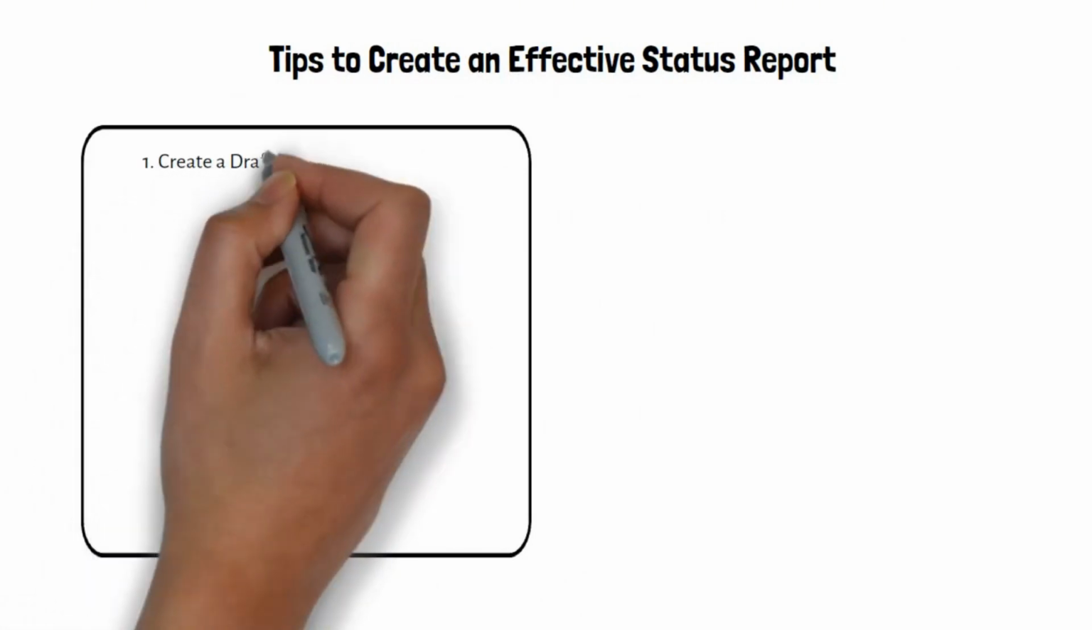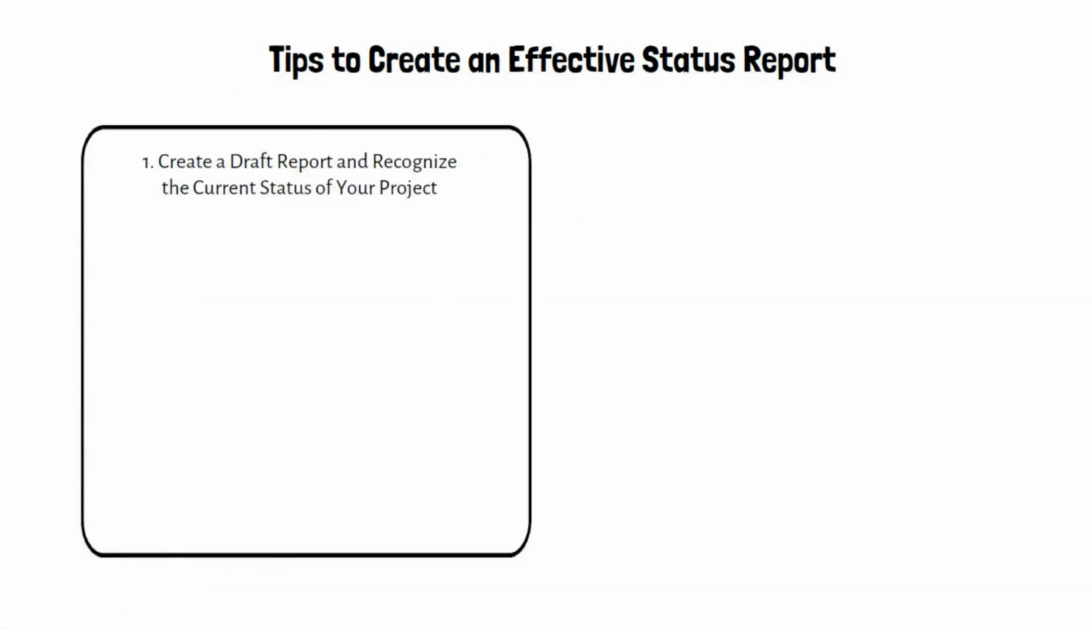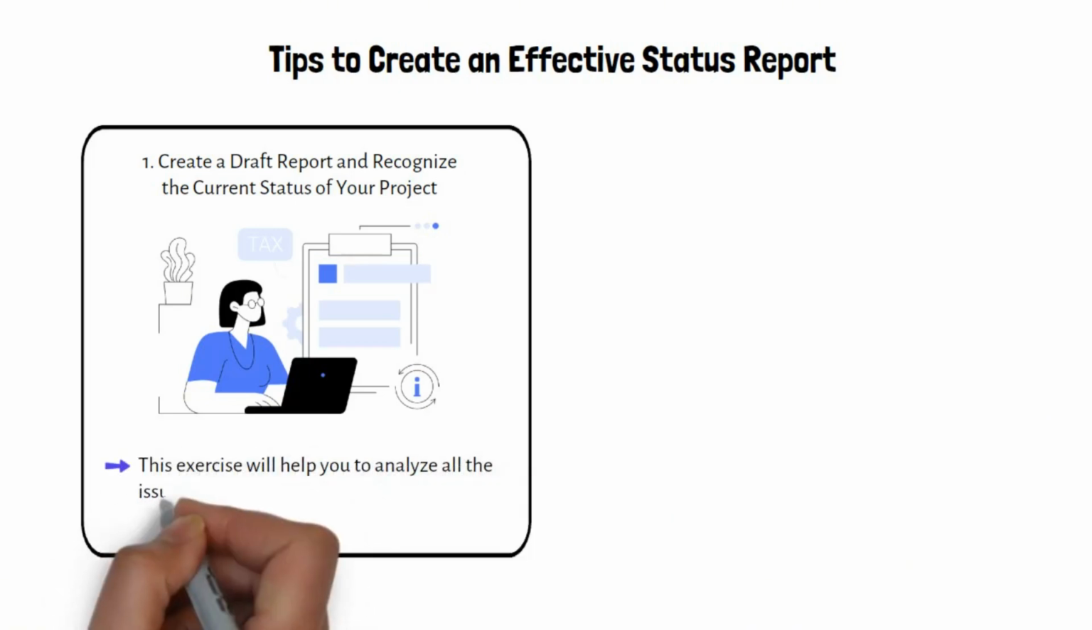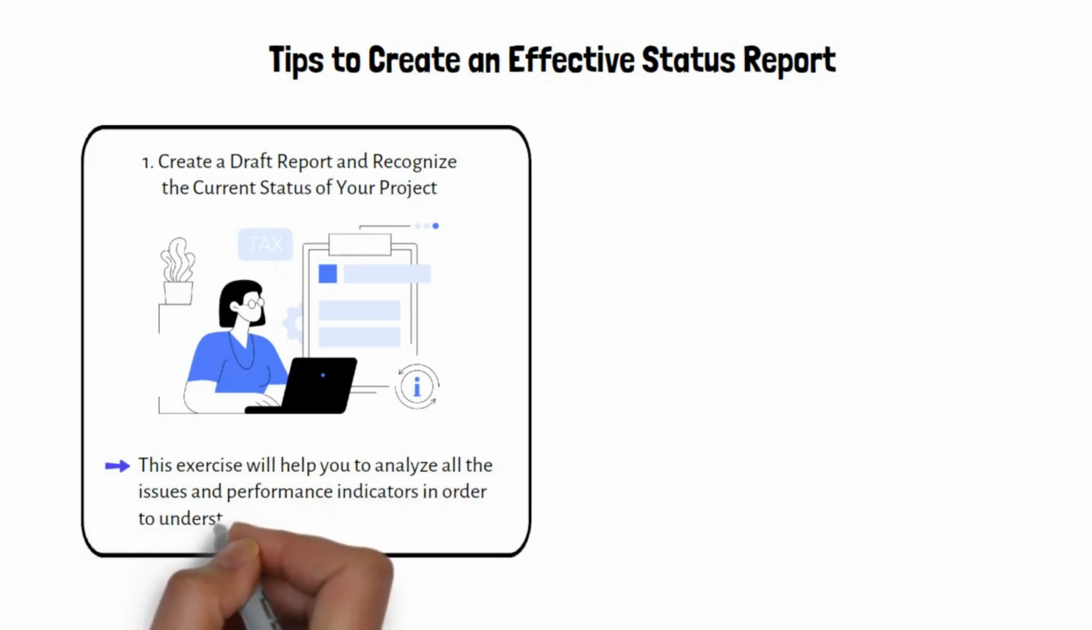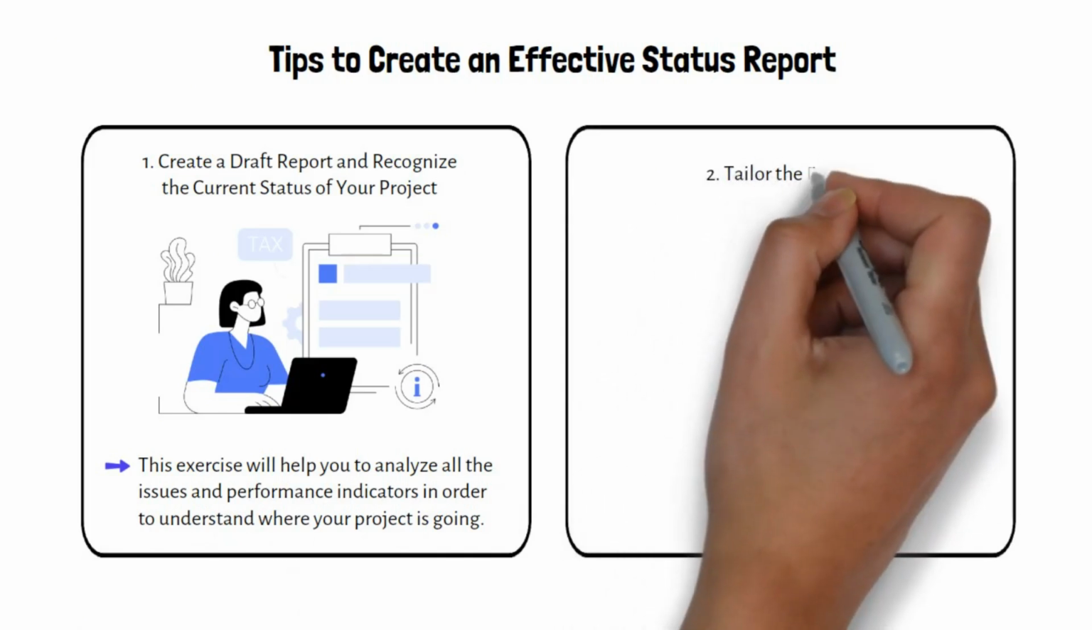Tips to create an effective status report. 1. Create a draft report and recognize the current status of your project. The first thing to do is to create a draft report before sending it to the client or sharing it with your team. Put everything related to the current status of your project inside the draft. This exercise will help you to analyze all the issues and performance indicators in order to understand where your project is going.